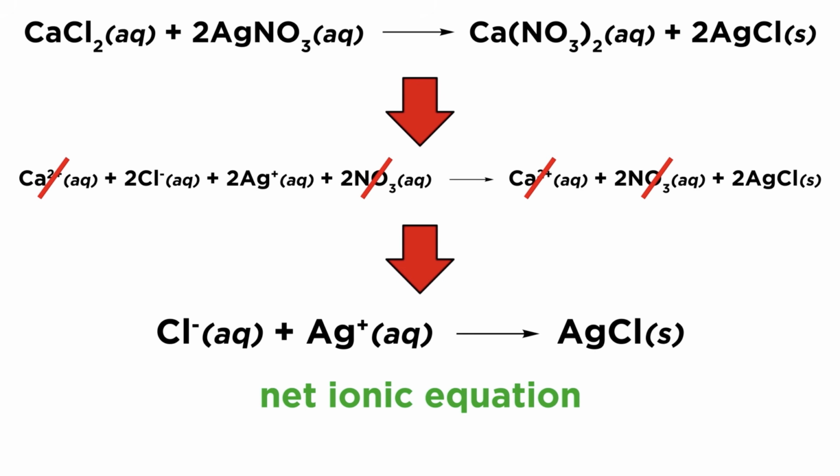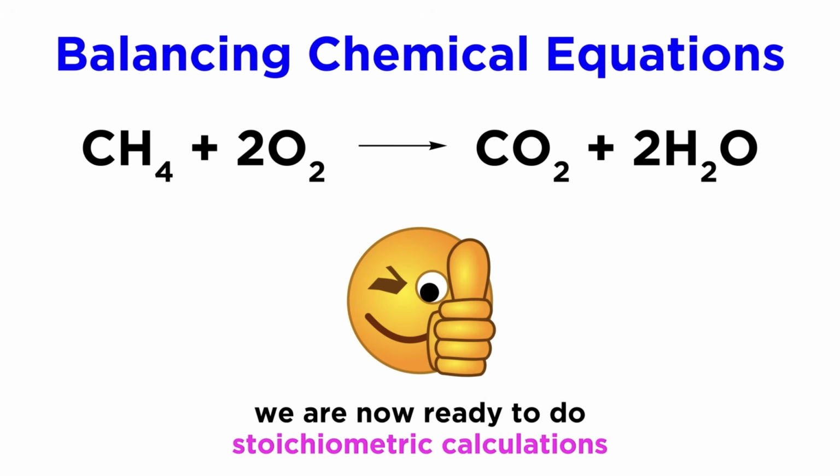In this way, net ionic equations are the best way to describe the chemistry occurring between ionic solids in aqueous solution, because we can remove all of the extraneous substances that simply sit in solution and don't do any chemistry. Now that we understand how to interpret chemical equations, we are ready to perform stoichiometric calculations.